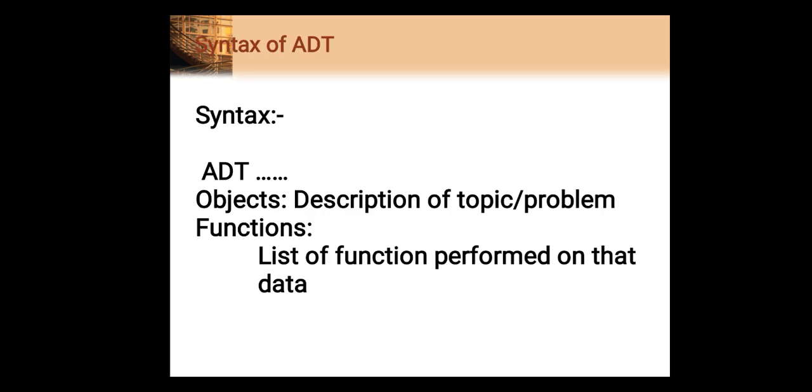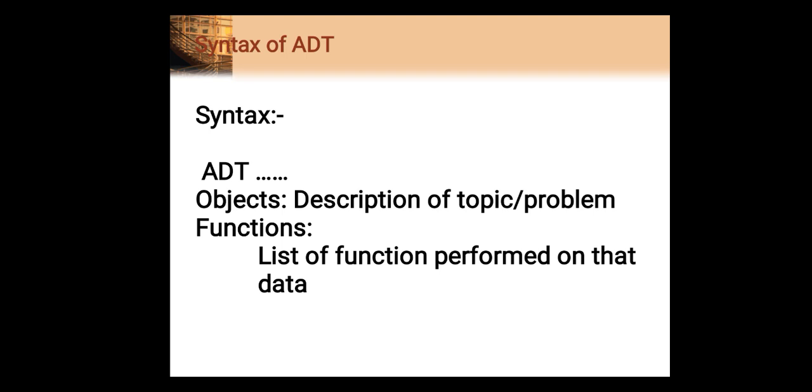Now this is the syntax for writing an abstract data type for a particular data structure. How do we write the abstract data type? An abstract data type consists of three parts. In the first part we have to use the keyword ADT, that is abstract data type, and then the name of your topic.